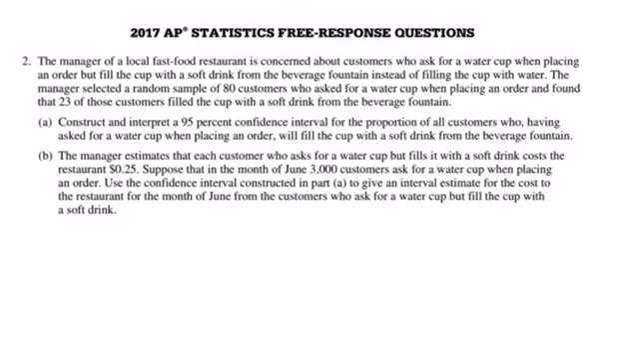It says, the manager of a local fast food restaurant is concerned about customers who ask for a water cup when placing an order, but fill the cup with a soft drink from the beverage fountain instead of filling the cup with water. The manager selected a random sample of 80 customers who asked for a water cup when placing an order and found that 23 of those customers filled the cup with a soft drink from the beverage fountain. Construct and interpret a 95% confidence interval for the proportion of all customers who, having asked for a water cup when placing an order, will fill the cup with a soft drink from the beverage fountain.